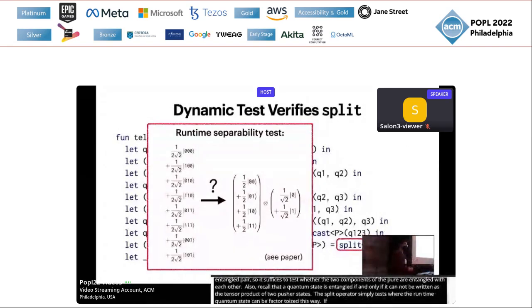In the paper, we propose a primitive that tests whether the runtime state is entangled. We provide concrete implementations of this primitive on quantum simulators and discuss proposals for implementing it on hardware.